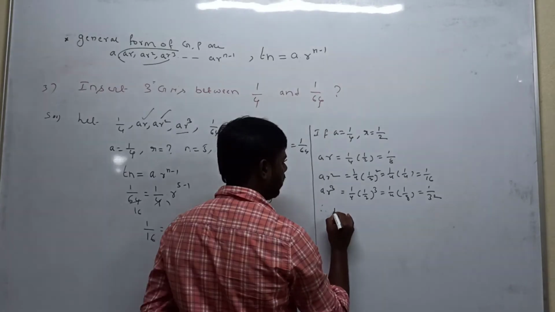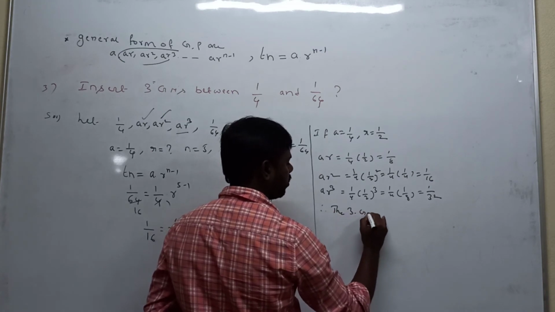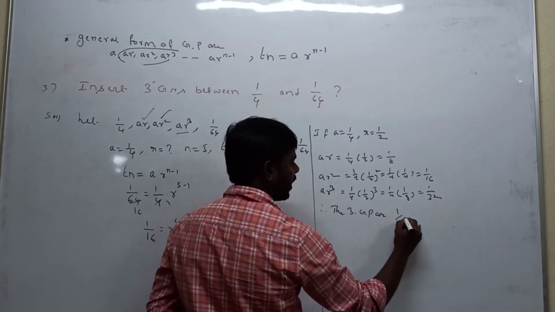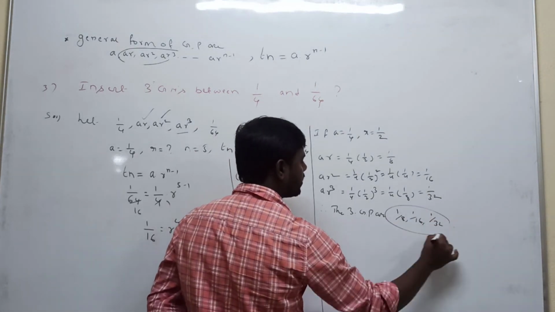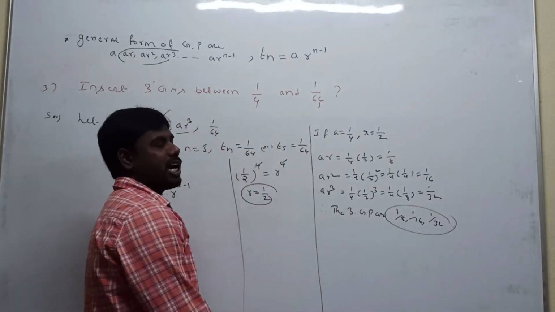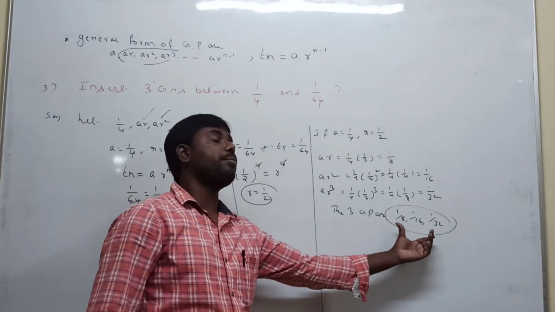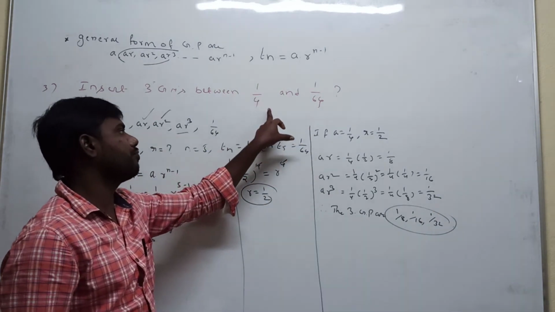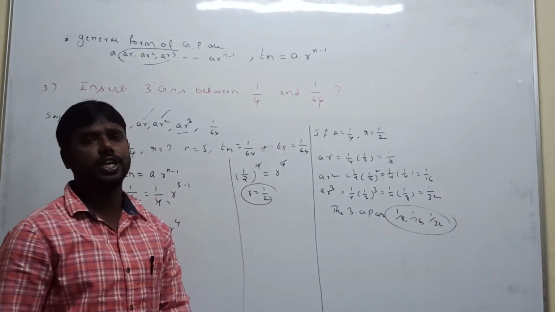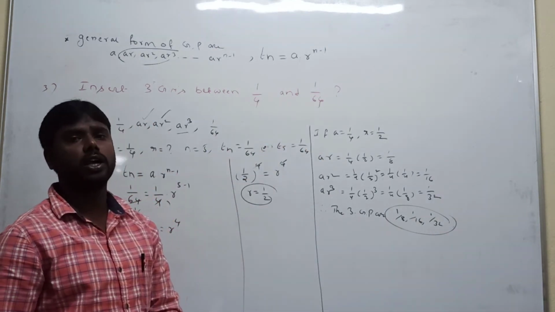So finally there are 3 geometric elements: 1 by 8 comma 1 by 16 comma 1 by 32. These elements are called geometric means between 1 by 4 and 1 by 64. Everyone understood? It is clear.